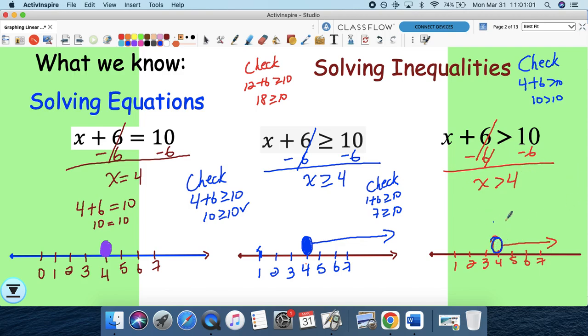And if you pick any other number now greater than 4, let's just pick 5. So let's do a check. And we go 5 plus 6 greater than 10. And 5 plus 6 is 11. And you'll notice that it's definitely greater than 10. So 5 is part of the solution. And again, you can pick a number to the left of 4, and you will notice that those numbers would not be part of the solution. So there's a difference between equations and inequalities.